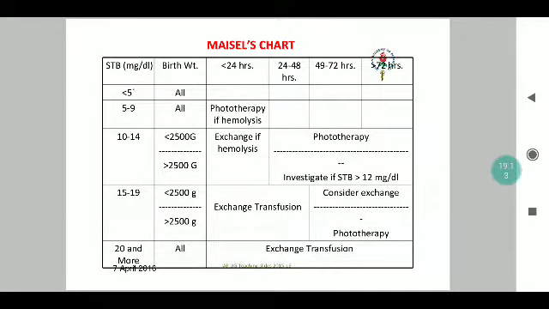Now what we are seeing here is what we call as a Mischel chart. The Mischel chart helps in determining our intervention.